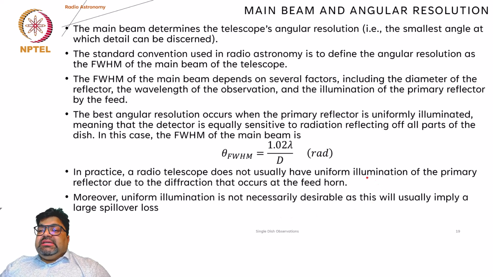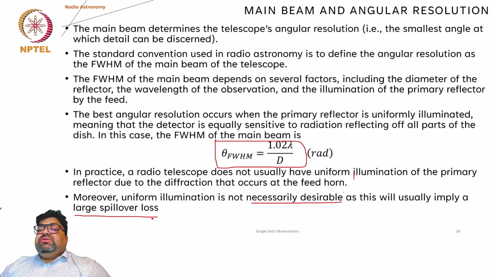We have mentioned and showed that for the aperture, the theta FWHM is proportional to lambda over d, or 1.02 times lambda over d for particular aperture illuminations. Uniform illumination is not necessarily desirable, as we discussed before also, because it can result in large spillover losses. So we mentioned in the previous lecture about uniform illumination pattern, and that's very simplistic, and it gives you a good handle on all the concepts.